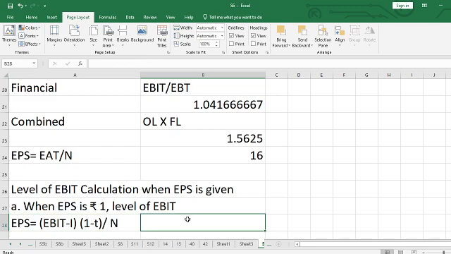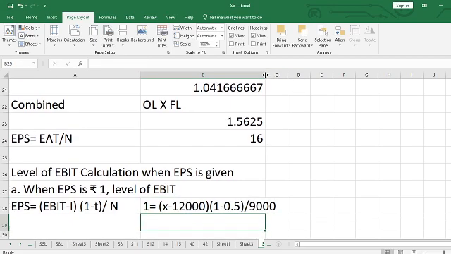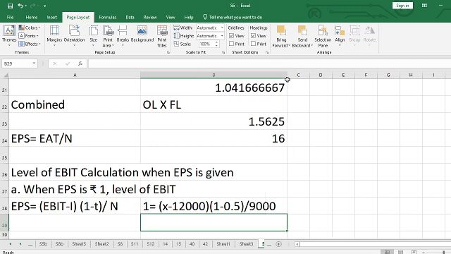Now here EPS is given, it is 1 rupee, is equal to, now EBIT we don't know, let us take X, minus interest, the interest on long term loan that we need to take, that is 12,000. Next, 1 minus tax rate, that is 0.5, divided by 9,000. So this is the first equation we prepared. Now we need to solve this equation.